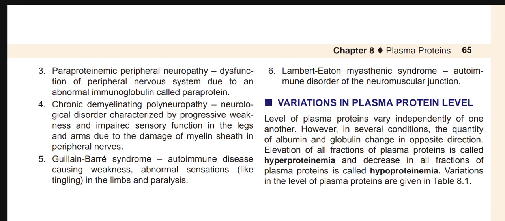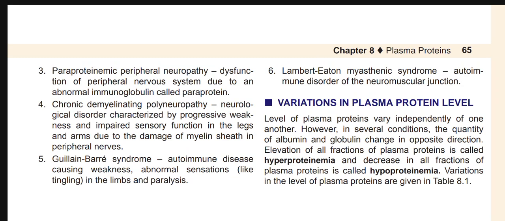Now, chronic demyelinating polyneuropathy. It is a neurological disorder characterized by progressive weakness and impaired sensory function in the legs and arms due to damage of the myelin sheath in peripheral nerves. Next, Guillain-Barré syndrome. It is an autoimmune disease causing weakness, abnormal sensation like tingling sensation in the limbs, and paralysis. And Lambert-Eaton myasthenic syndrome. It is an autoimmune disorder of the neuromuscular junction or NM junction.